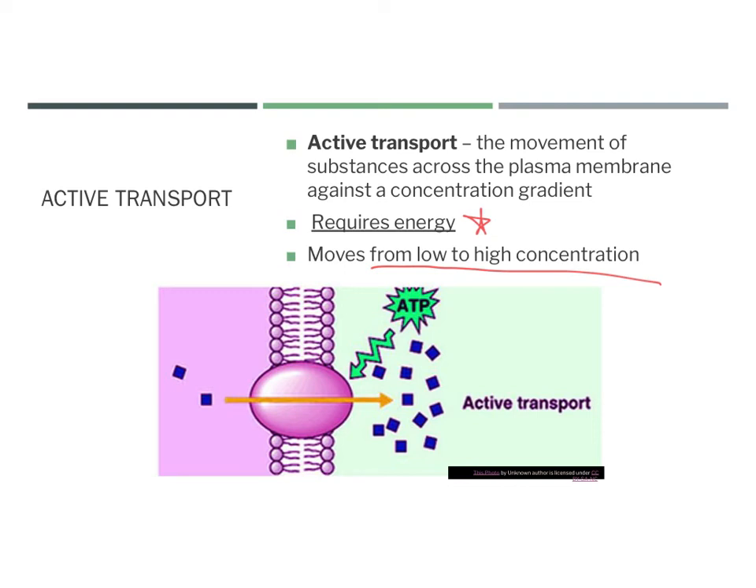If you take a look at the diagram down here, we're going to move in this direction. Here I have just two of these blue particles. Over here I have a lot more than two. So this is my high concentration. This is my low concentration. So to move through this channel, I need energy to make that happen. ATP is energy.